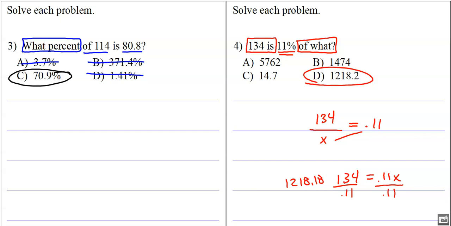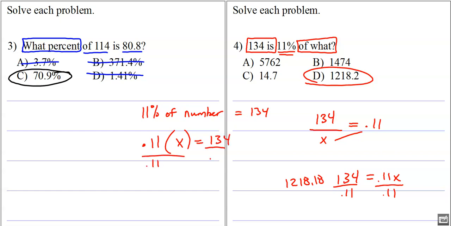If you want to write it as an equation, 11% of some number, and I know the answer is 134, well, we could just do 0.11 times x or n or whatever, and we're still going to be dividing both sides by 0.11. So either way, it comes out to be the same thing.